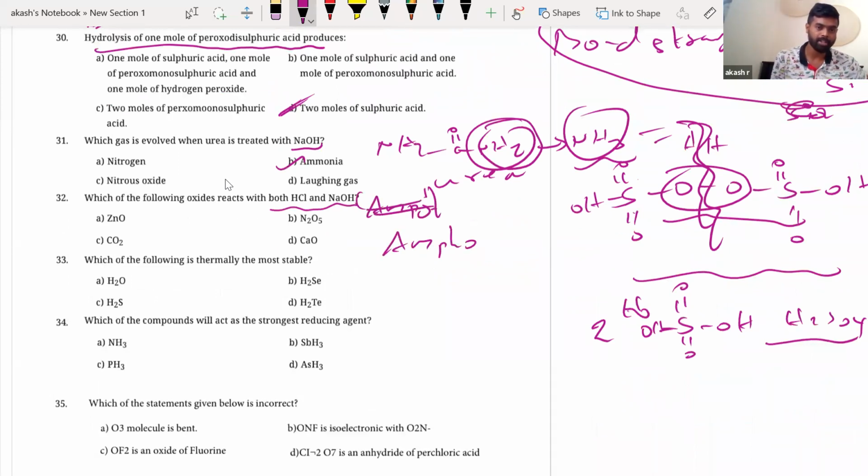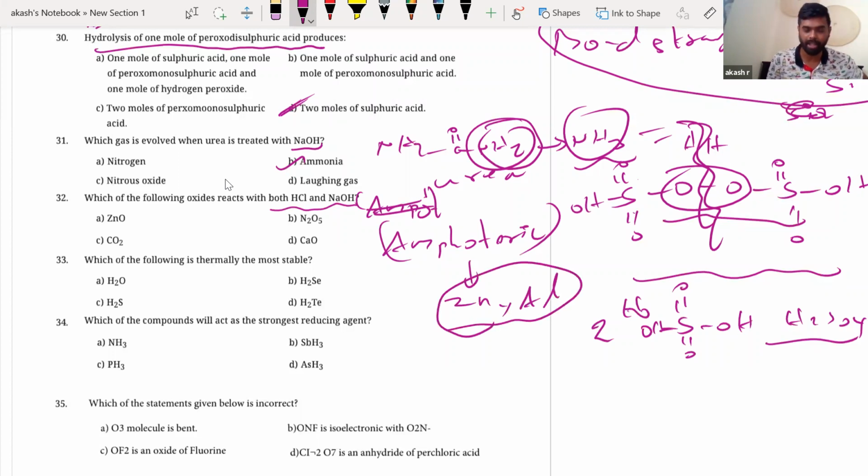Okay, amphoteric nature. Now I know only two of the elements can form amphoteric compounds: one is zinc, another is aluminum. Mostly all the compounds formed by zinc and aluminum are amphoteric in nature. That means they can react with an acid and they can react with a base. That is what HCl and NaOH are. I know HCl is an acid, NaOH is a base.